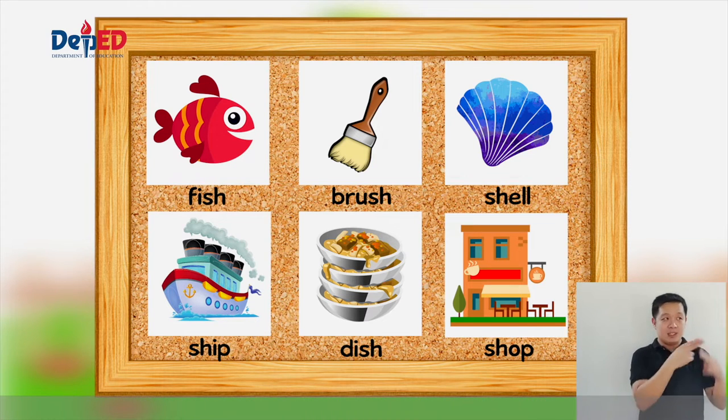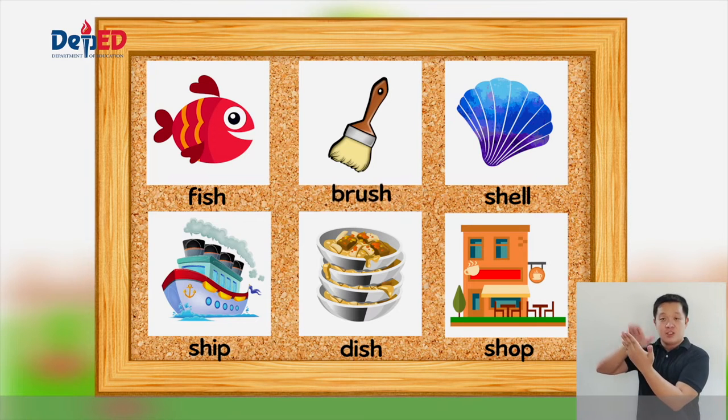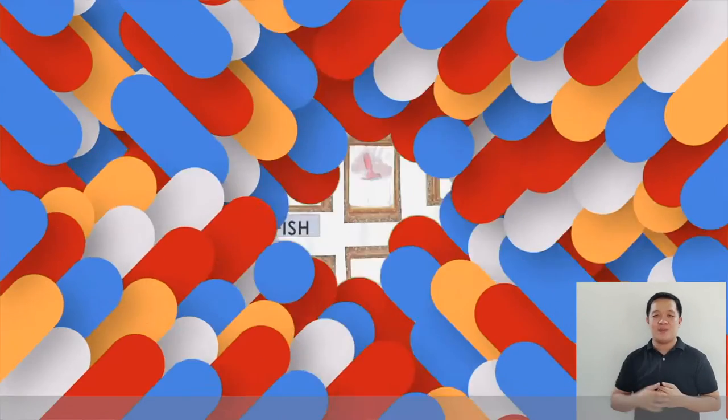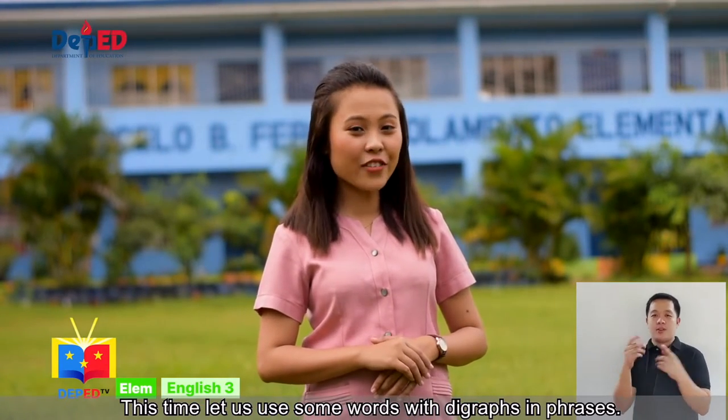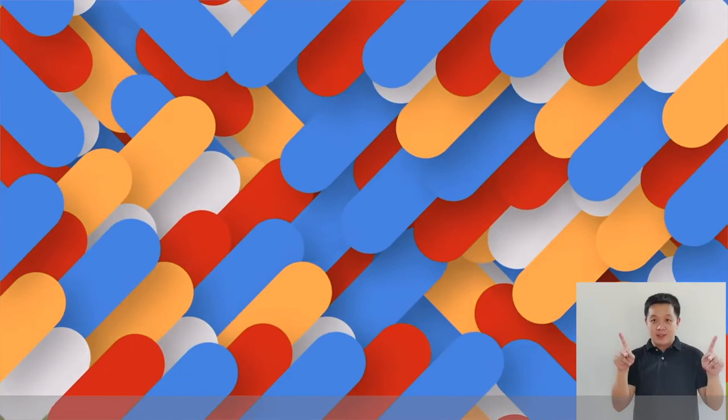Fish, ship, brush, dish, shell, and shop. This time, let us use some words with digraphs in phrases.